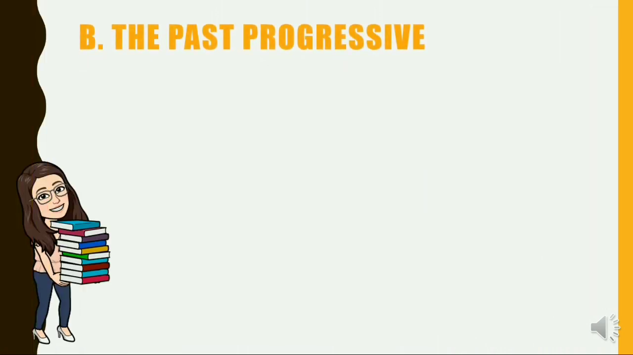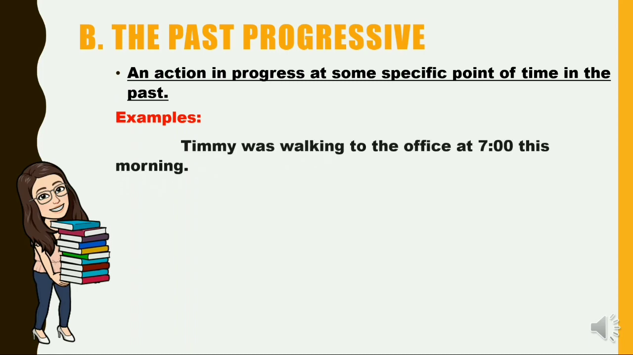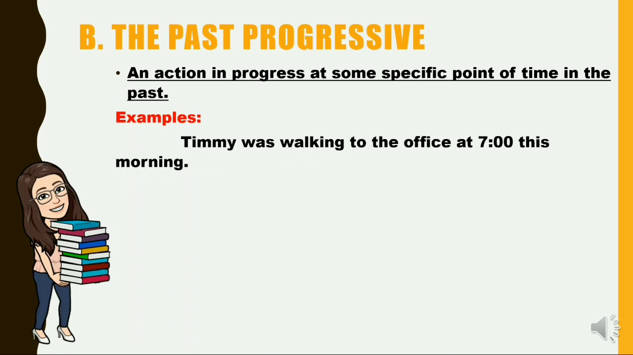Now let us have the past progressive. The past progressive can be an action in progress at some specific point of time in the past. Examples: Timmy was walking to the office at 7 this morning. What is the verb in this sentence? Was walking. Then look at the time expressions. 7 this morning.